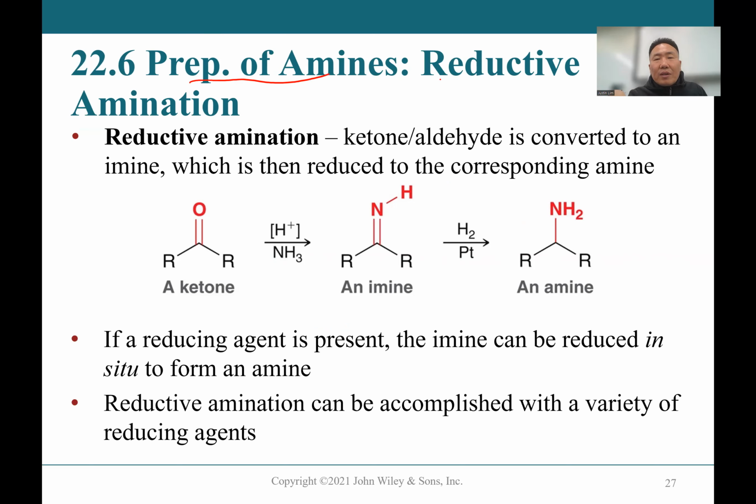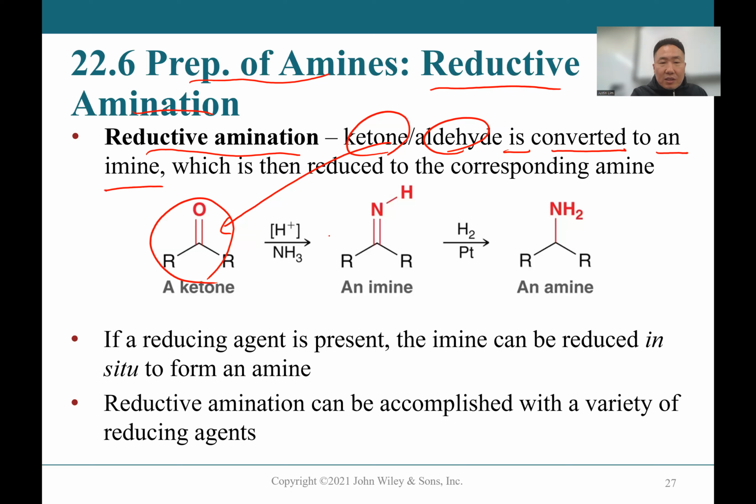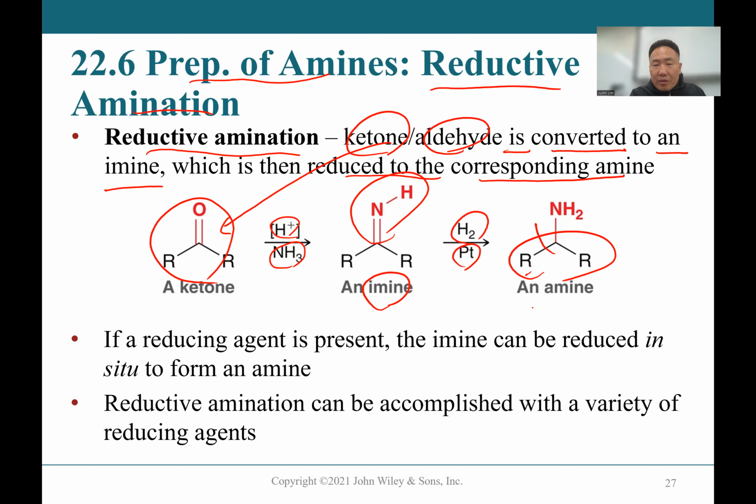So preparation of amines by using reductive amination. In reductive amination, a ketone or aldehyde, in this case a ketone, is converted to an imine. When you use acid and ammonia, you can generate the imine. And then it is reduced to the corresponding amine. Add hydrogen with a platinum metal. Then you can get the primary amine.